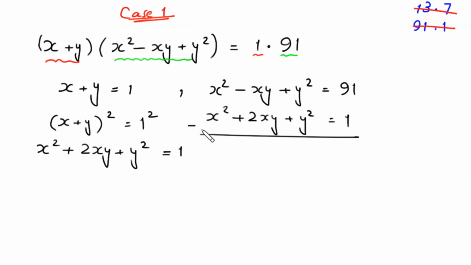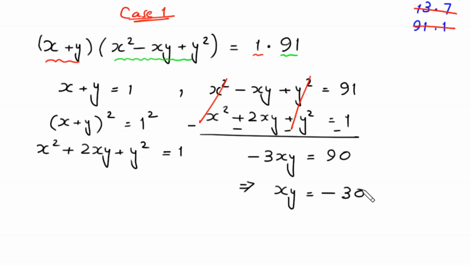And because we are subtracting, the signs of these terms will be changed. This plus becomes minus, this plus becomes minus, and this plus becomes minus. So this positive x squared will be cancelled out with this negative x squared, and this positive y squared will be cancelled out with negative y squared, and this negative 1xy minus 2xy, minus 3xy, is equal to 91 minus 1, 90. And if we divide both sides by negative 3, then this implies that xy is equal to negative 30.